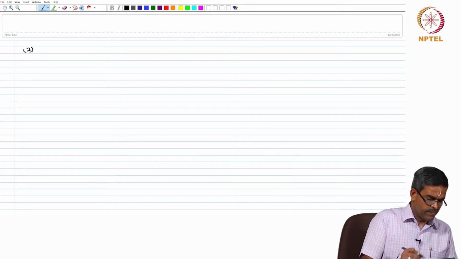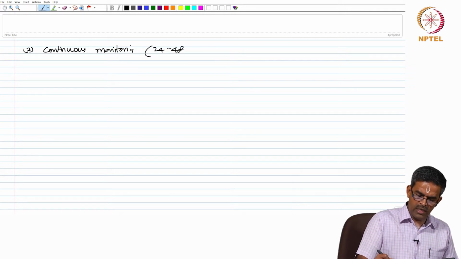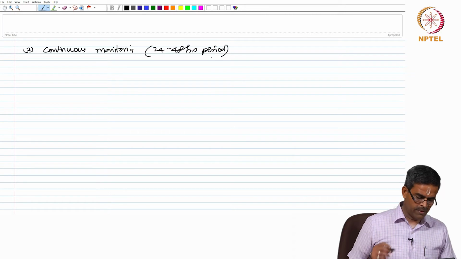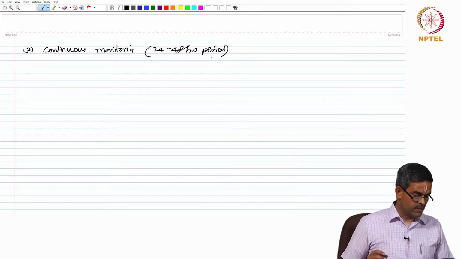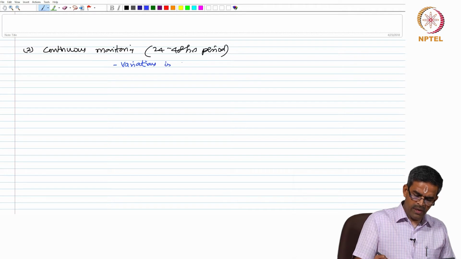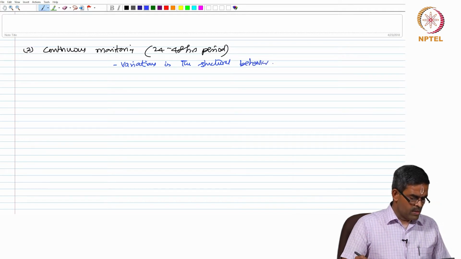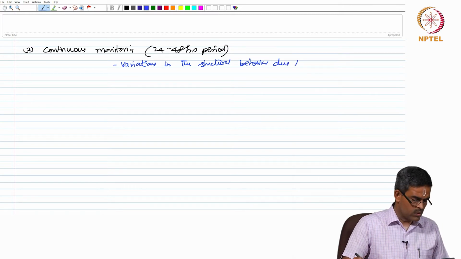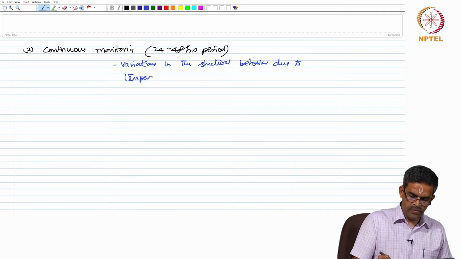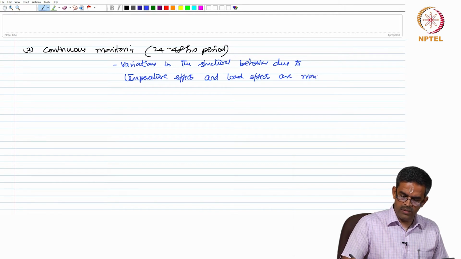The second could be continuous monitoring, which can generally be a 24 to 48 hours period. That is what we call continuous monitoring. It is not 24/7 for the entire lifetime of the structure. In this case, variations in the structural behavior due to temperature effects and load effects are monitored continuously.